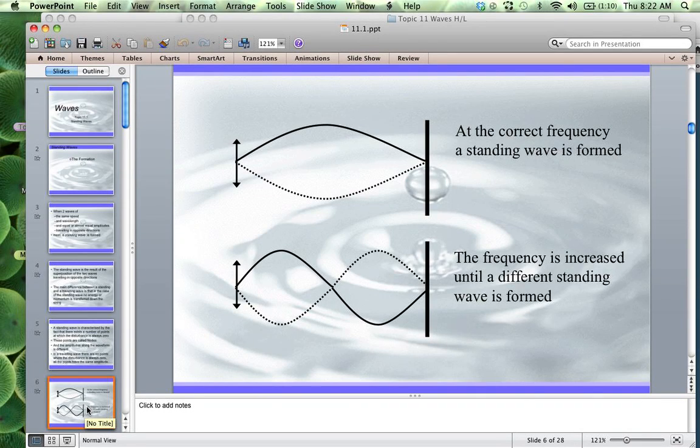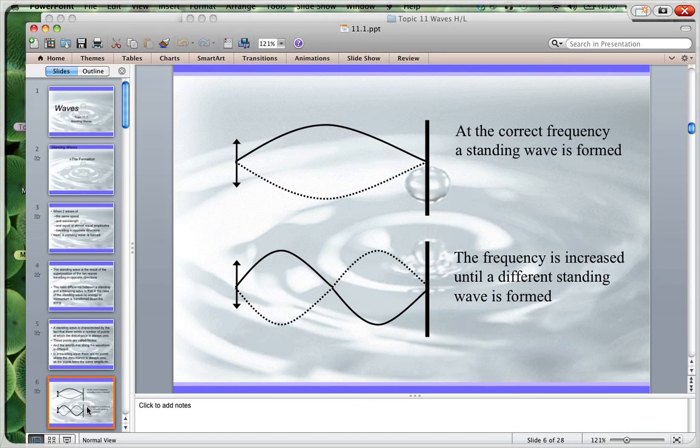Going to look at some of the mathematics behind it and develop a couple of formulas for it. As we look at this over here, because our velocity is equal to frequency times wavelength, our frequency is equal to velocity over wavelength.